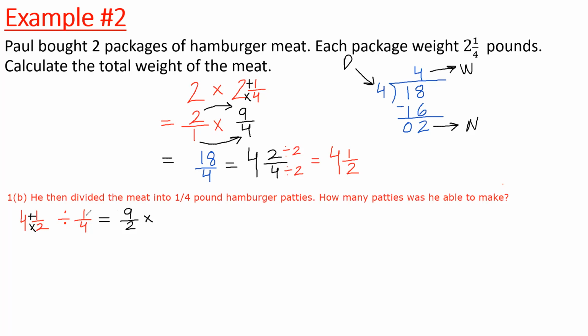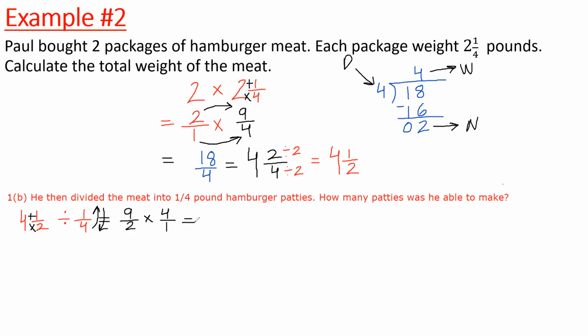What are we gonna do with the 1/4? Flip it. So we're gonna put the 4 on top and the 1 at the bottom. So it's gonna be 4 over what? 4 over 1. It's gonna be equal to.